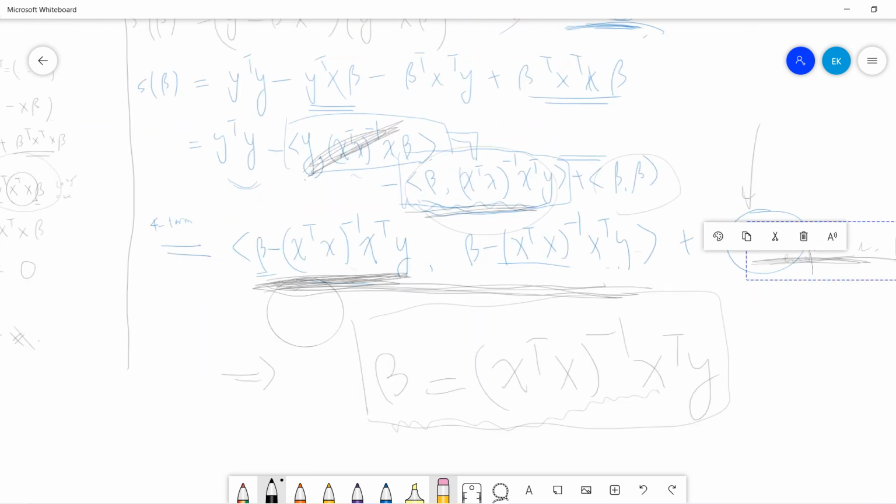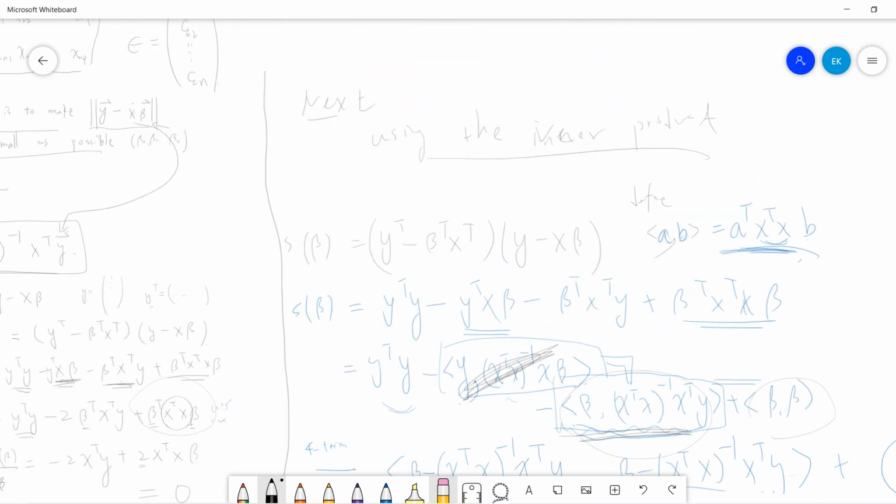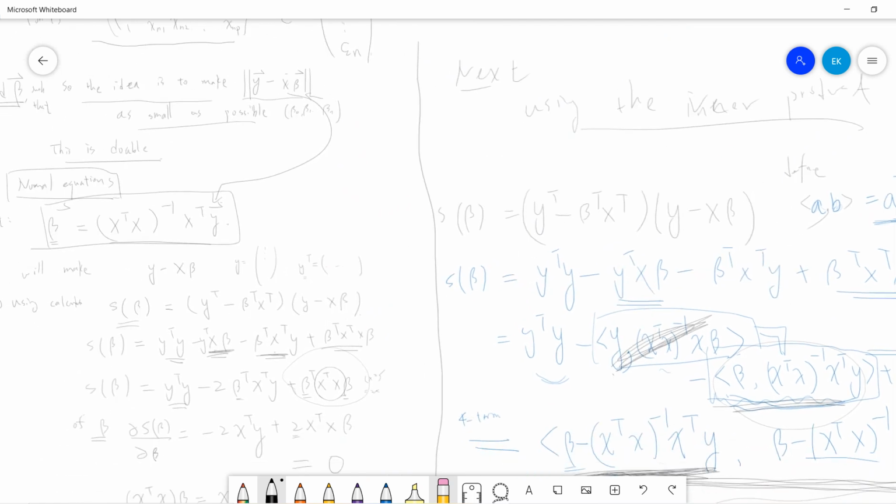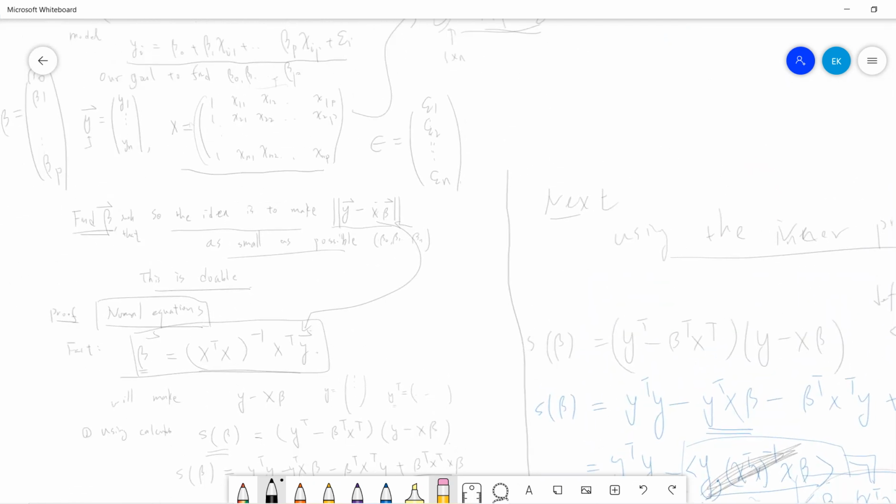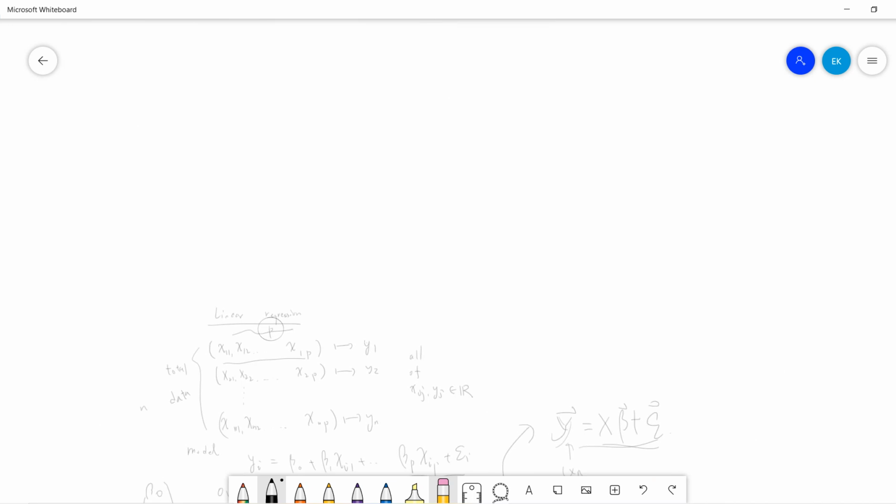Okay, so that's it. We have two ways to prove the normal equations. The first one is calculus. The second one is using an inner product space. This is basically the simplest linear regression problem.